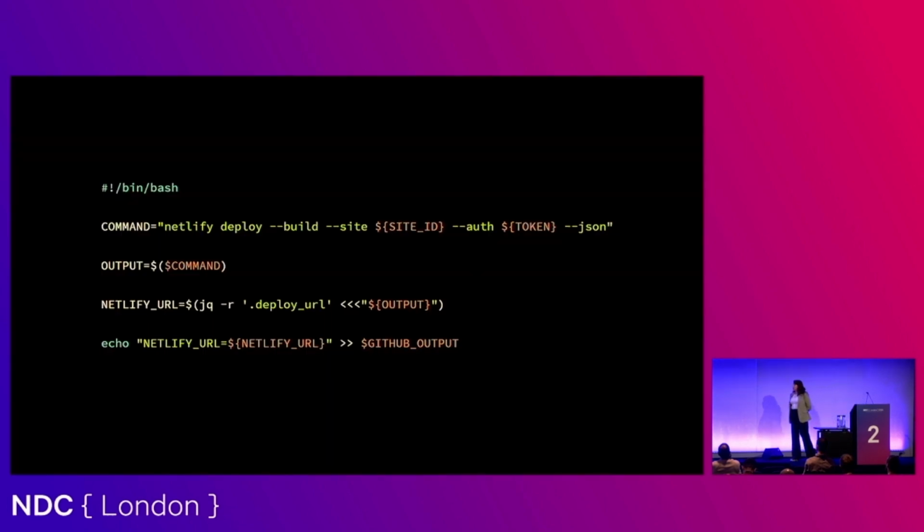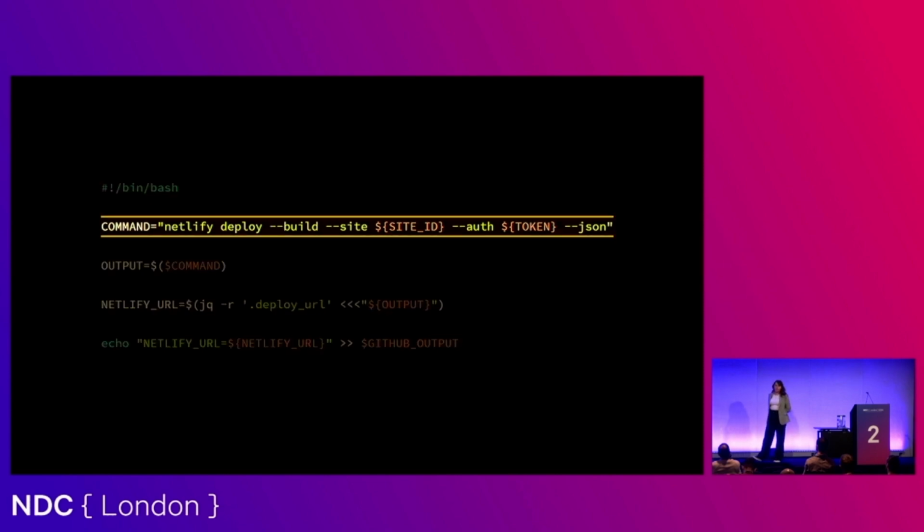Now, this script, thankfully, wasn't too complicated to get started with. Using the CLI tool, I let it know that I want to deploy my site. I want it to build it first, and then I passed in the site ID and my authentication token. Like a lot of CLI tools, that will then output the results of this function, and I let it know that I want those results to be in JSON format.